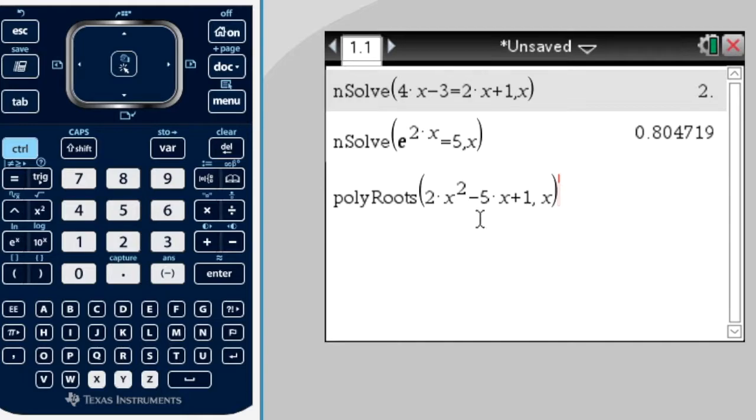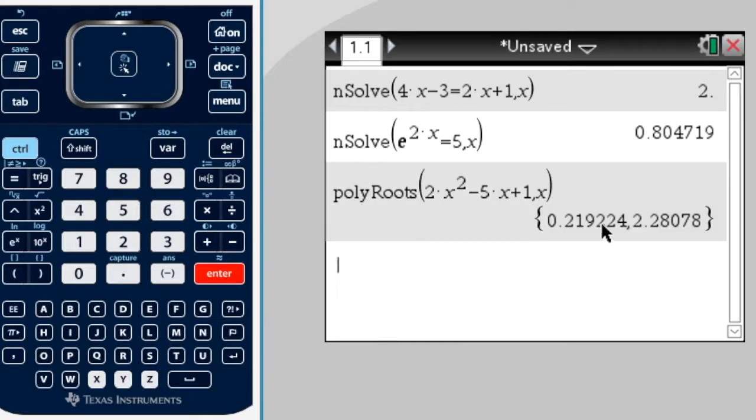It understands well that it's a polynomial. It equals 0, and I'm going to find the roots. Enter. And there's my two solutions. So my two roots for that polynomial or quadratic are x equals 0.219 and x equals 2.28.